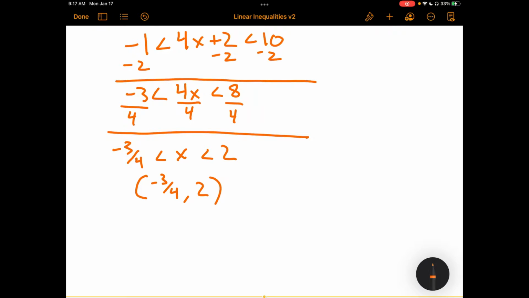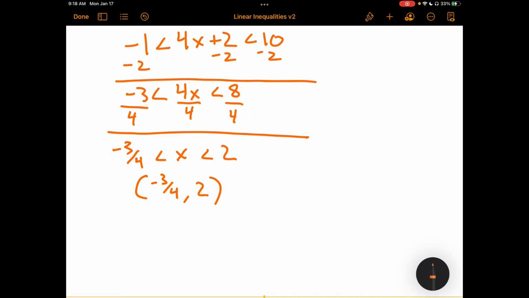So that means that x is, so -3 divided by 4 is less than x. So that means x is not equal to -3 over 4, but it's greater than that number. And then for 2, x is less than 2. So x can't equal 2, but it can be any number less than 2. So that means that x is any number between -3 over 4 and 2. It can't be equal to those numbers. That's why we have the parentheses and not brackets, because it's not equal to those numbers. But it's any number between those numbers. So if you're on a number line, that's any number between.